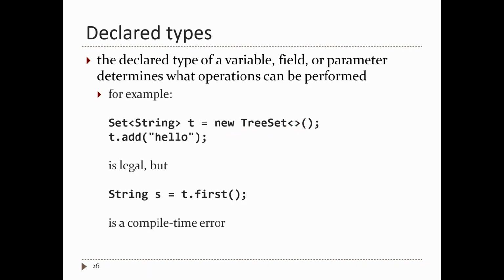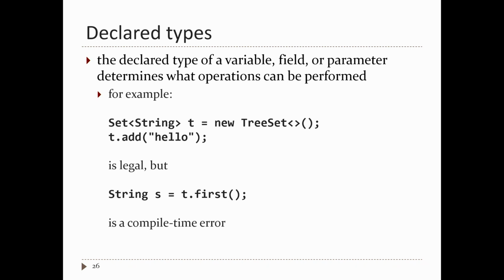TreeSet is an example of what's called a sorted set, and sorted sets have a method called first, which returns the first element of the set. Because the set is sorted, there is the notion of a first element. But if you write this, the compiler will flag it as a compile-time error.